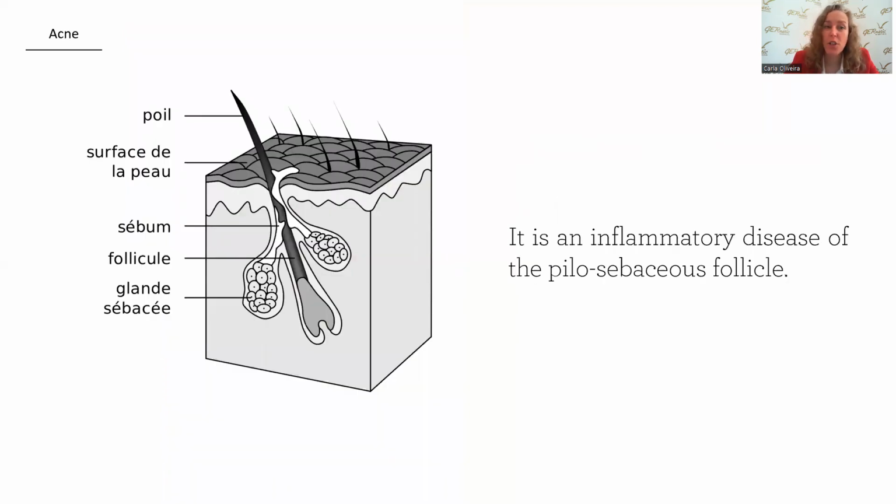Acne is an inflammation disease of the pilosebaceous follicle. Each hair is associated with a sebaceous gland that secretes sebum, and the normal function of this sebum is to protect the skin. But when the follicle is affected by acne, the pilar canal is clogged with sebum that is too viscous and or produced in excess, and by dead cells that are poorly evacuated. And we are talking about keratinocytes.